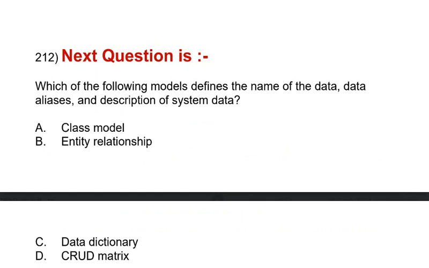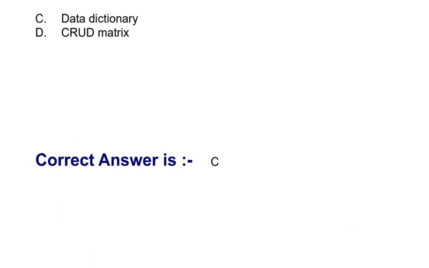Question is, which of the following models defines the name of the data, data aliases, and description of the system data? Option A. Class model. Option B. Entity relationship. Option C. Data dictionary. Option D. CRUD matrix. Correct answer is option C.